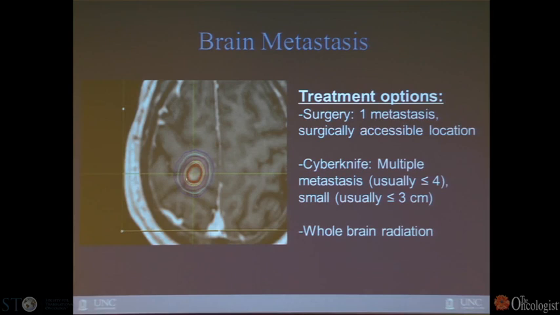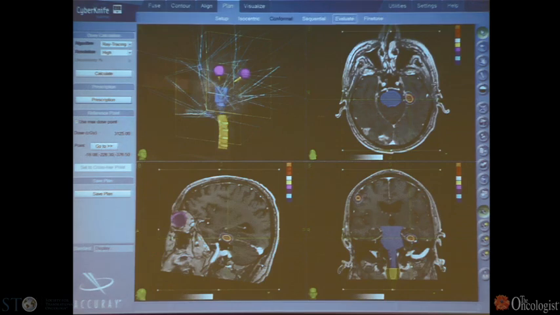One example here, a small lesion. We can typically treat 1, 2, 3 lesions. We generally don't treat 4 or more. They're usually on the small side. Often, depending on the individual situation, some may be in surgically inaccessible or difficult areas, or there may be other reasons to go with a radiosurgical rather than a surgical approach for these tumors.